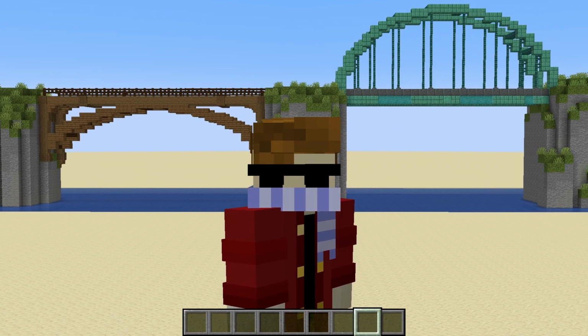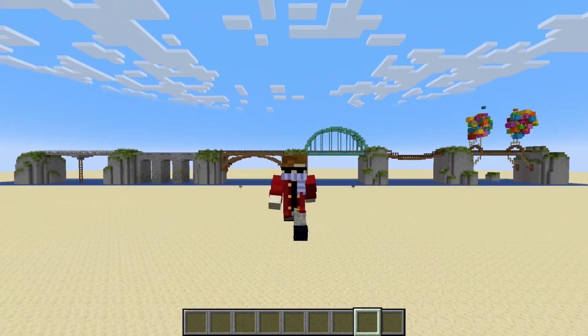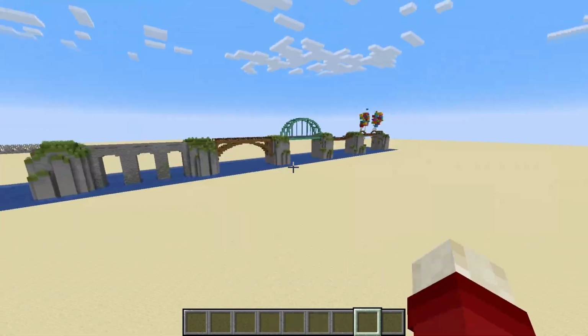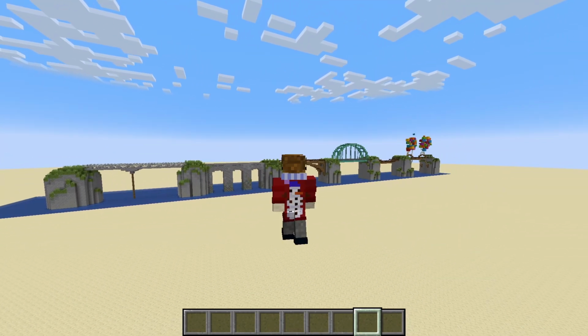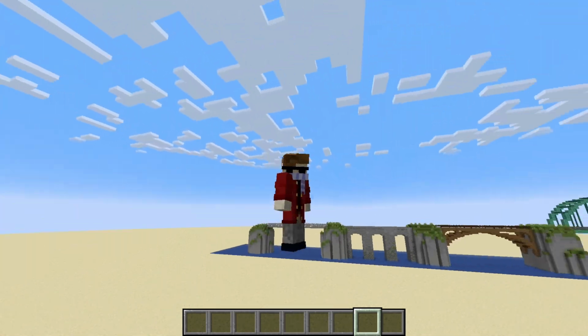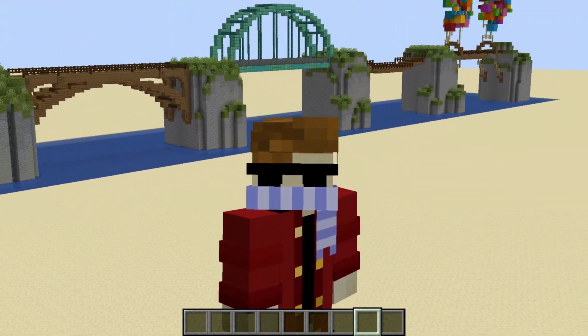Hello everyone, my name is Mystical Plays, and as you can see here today, we're doing bridges. In today's video, we're going to go over some different kinds of bridges you can make, what you can do to make your bridges look more realistic, and basically just some tips and tricks around bridges.